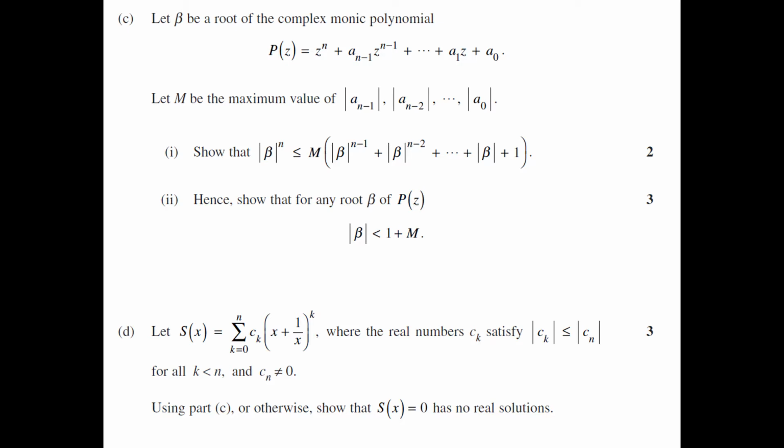So the question is, using part C or otherwise, show that S(x) equals 0 has no real solutions. And so we're given this link to use the results in part C. So I've got part C displayed here as well. I actually worked through part C in a separate video. So if you haven't already taken a look at that, it's probably worth taking a look because the result in that part C, particularly C part 2, is going to be helpful for us here. So let's take a look.